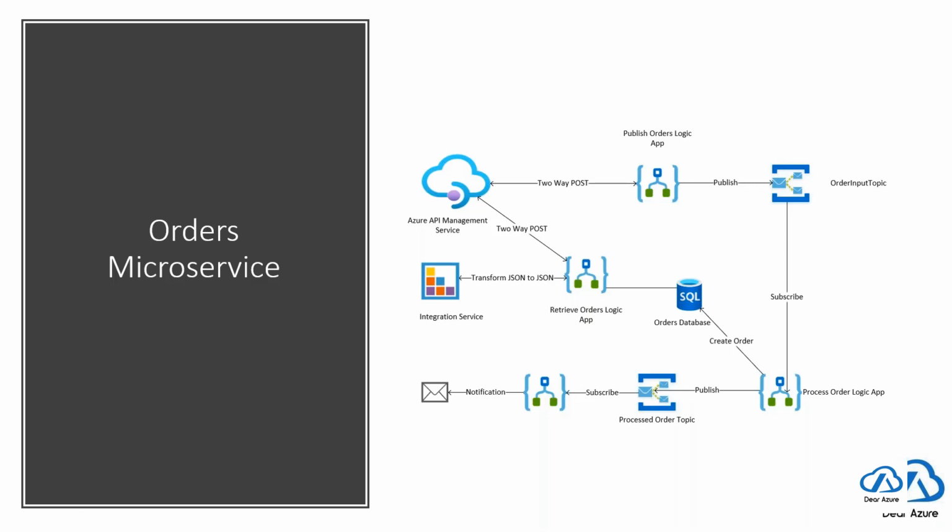Basically, we provide the customer ID, and the logic app goes to the orders database, retrieves the orders for that particular customer, and then converts the OData JSON that the logic app returns into a more user-friendly JSON and sends it back as the response with the 200 status. So those are the two services. One is to publish or create the orders, and one is to retrieve the orders.